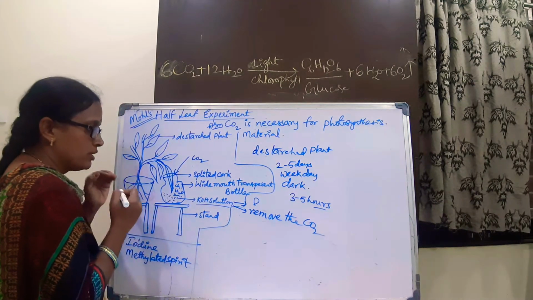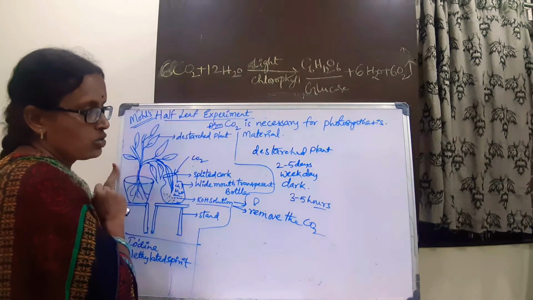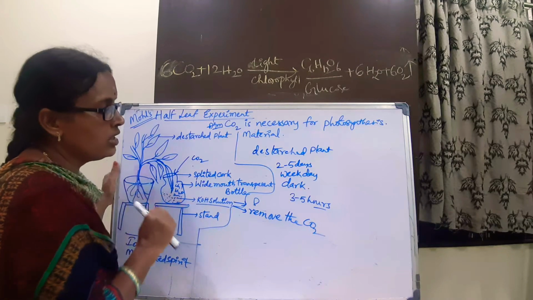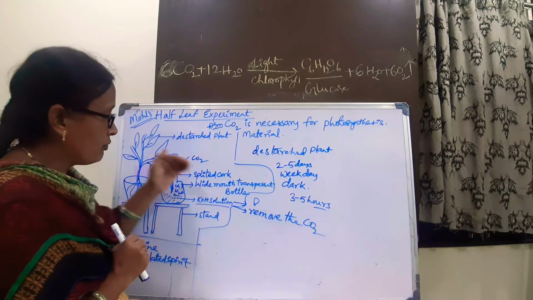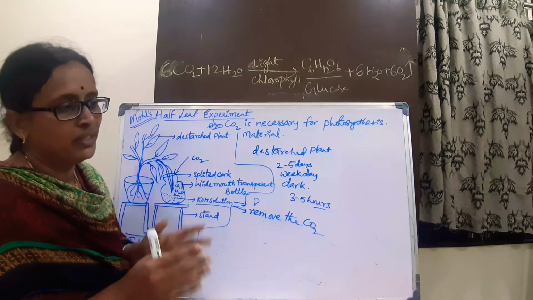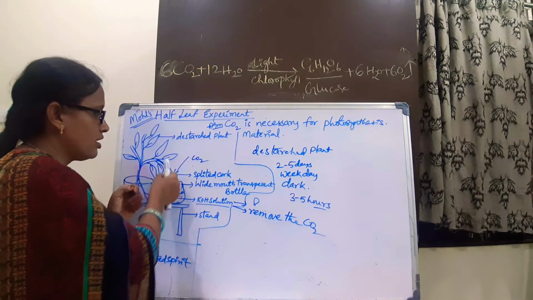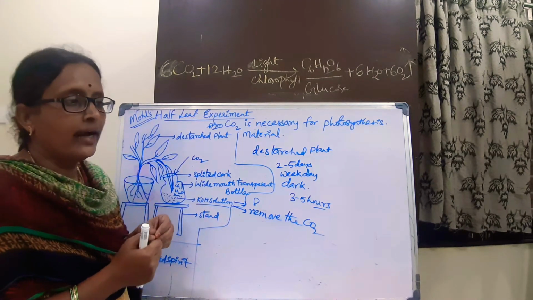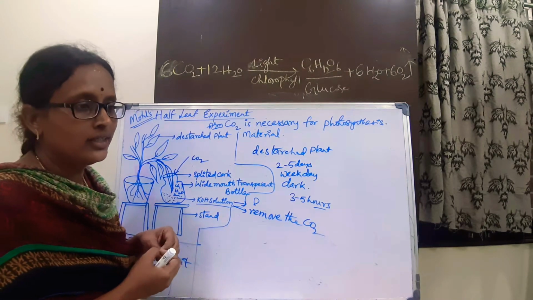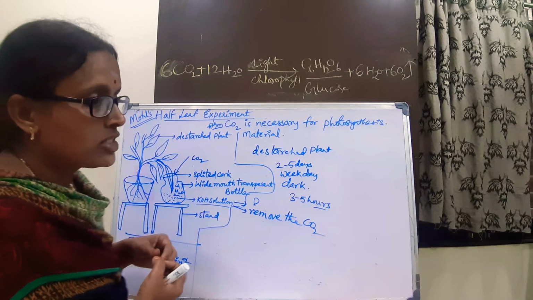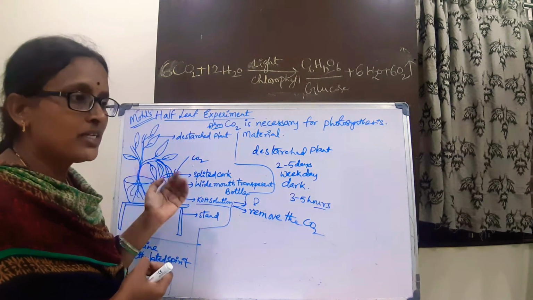And we should remember that this leaf should not touch the solution. That is the precaution we have to follow. So after 3 to 5 hours of keeping in the sunlight, we remove the slitted cork and take the leaf, and follow the same procedure as in the first activity. Starch is present in the leaf. How can we test the presence of starch?